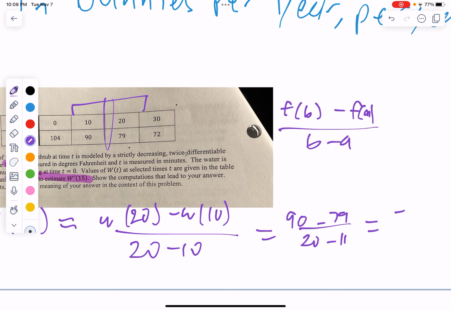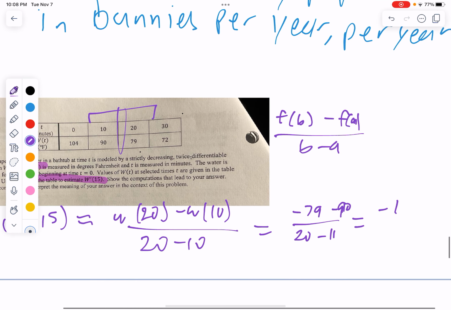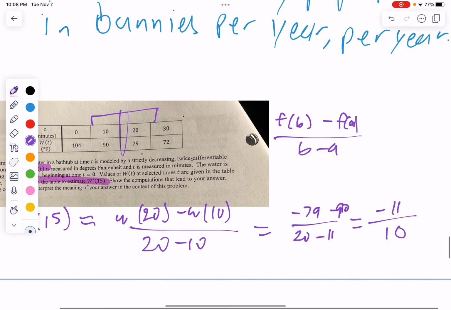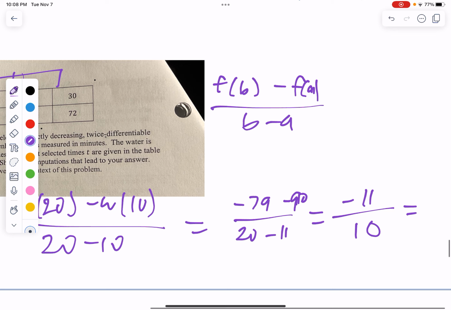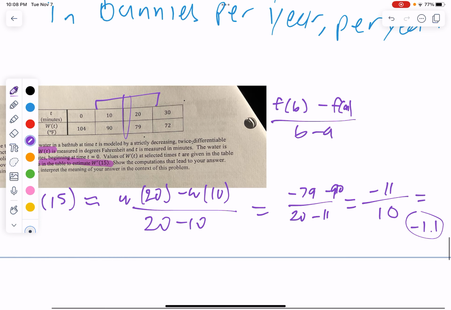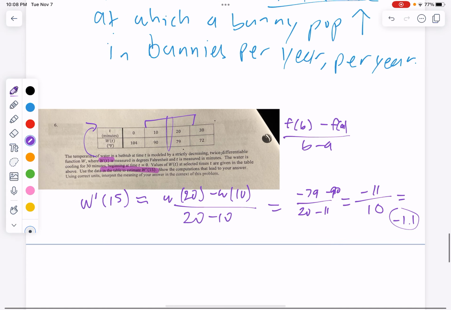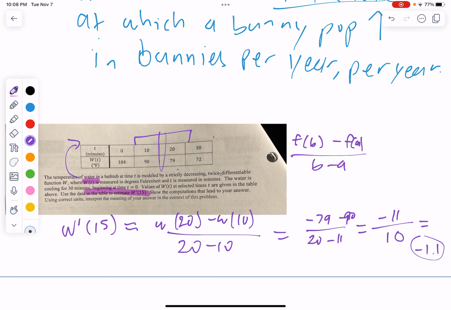Oh, I apologize, I messed this up. It's the other way around. It's going to be 79 minus 90. Just because it's bigger, guys, doesn't mean it's going that way. That's how you got your negative. Negative 11 over 10, which is the same as negative 1.1. That's close enough, and that's your rate of change at 15.